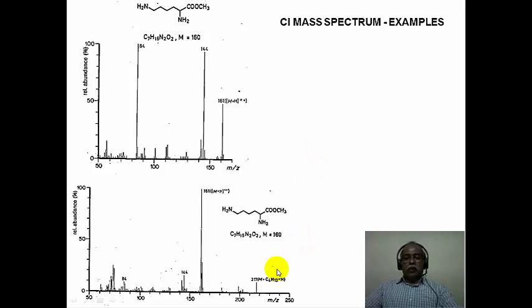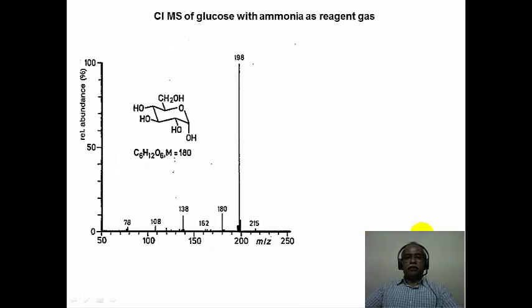Now, when isobutane is used as the reagent gas, it is not only the protonated species that is formed. In addition to that, the tertiary butylated substrate is also formed, and this corresponds to the molecular weight plus the tertiary butyl cation weight also added to this. 217 corresponds to the substrate plus the tertiary butyl cation adduct, which is registered in this particular case.